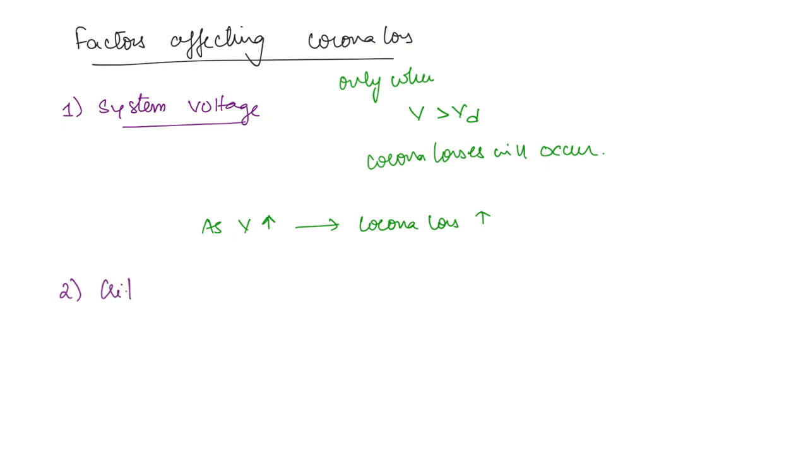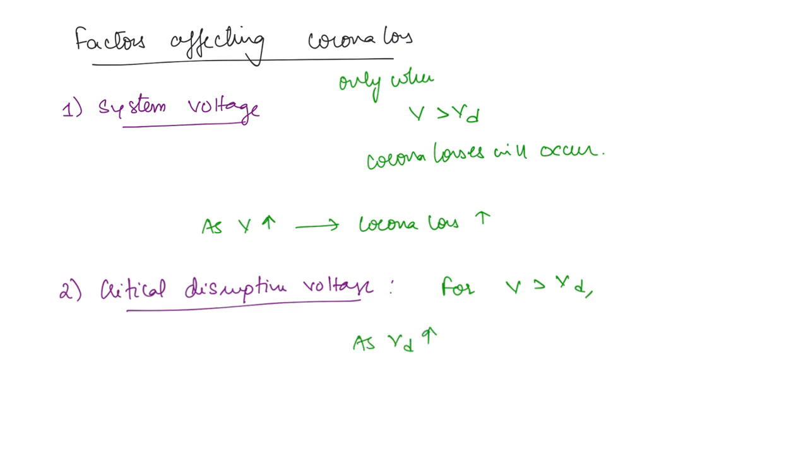Second, what is the dependence on critical disruptive voltage? The critical disruptive voltage is more or less constant, but it also depends on some factors, right? The higher the critical disruptive voltage, the lower the corona loss. For operating voltage V greater than Vd, as Vd increases, the corona loss is going to reduce, because the difference between V and Vd is going to reduce, so the loss will also reduce.